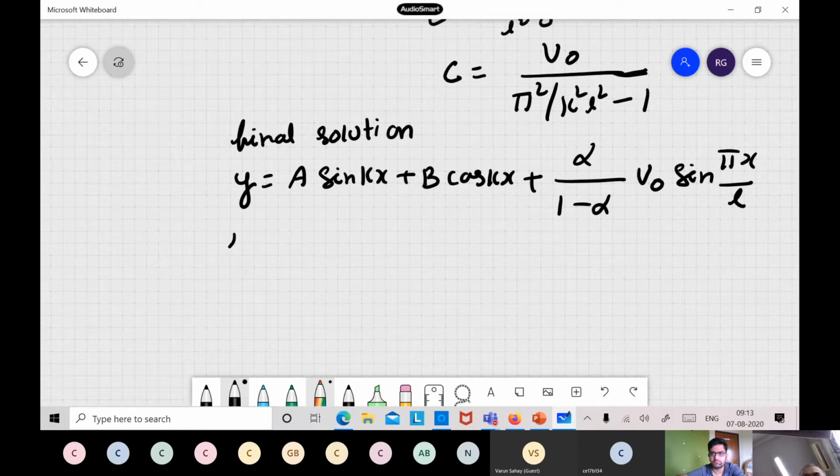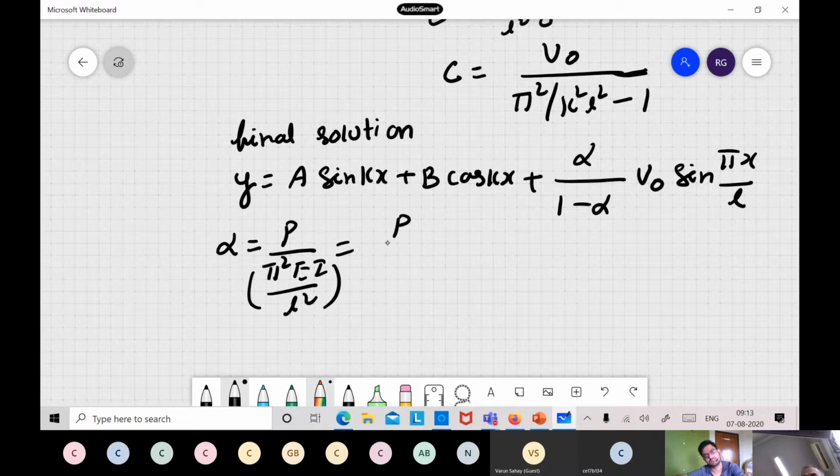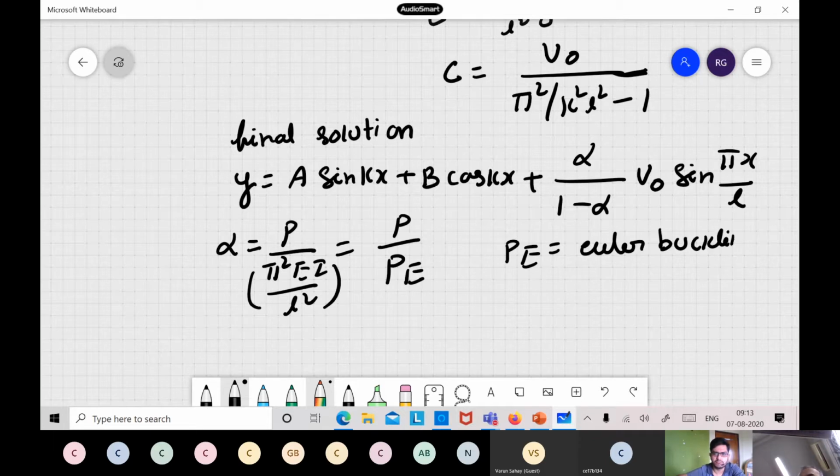Where alpha we just define as p by pi square EI by L square, or p by P e, which is the Euler's load. So this is your Euler buckling load. Alpha is a non-dimensional quantity; instead of writing in terms of pi square, k square, L square, with these small adjustments the solution can be written nicely. Alpha is nothing but the ratio of the load in a crooked column to this Euler buckling load.